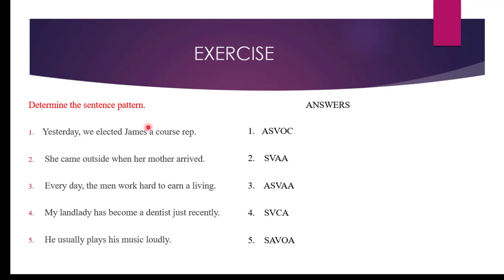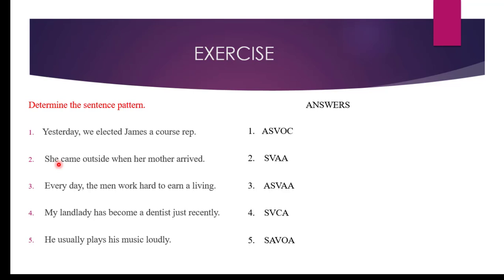Here are the answers. We have our A, which is yesterday, adverb of time. We have S, which is the subject, we. We have our verb, elected. Our object, James, because he was the person elected. Then a complement refers back to James. So we have our C, ASVOC pattern.